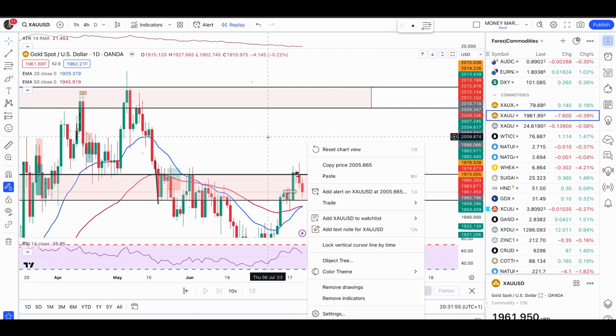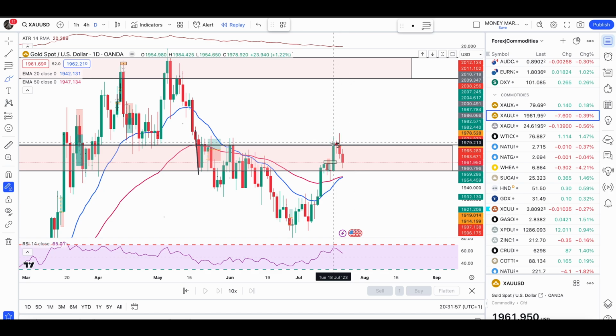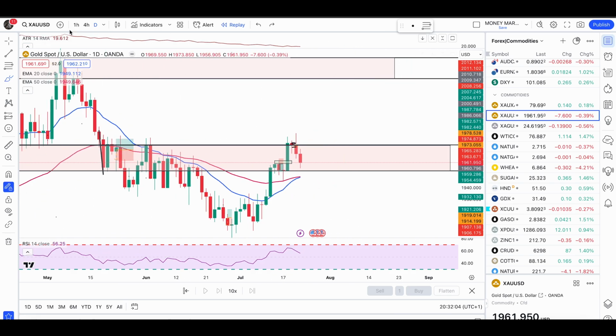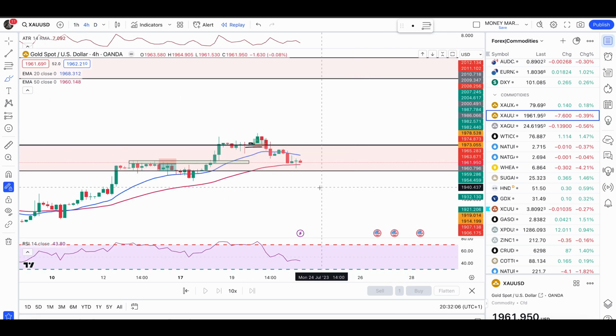2052.85. I'll be only entering my sell trade if the price pushes up dramatically or if it breaks below 50 and 20 EMA. For now, I'll just look for buy trades only, not selling gold at this point.